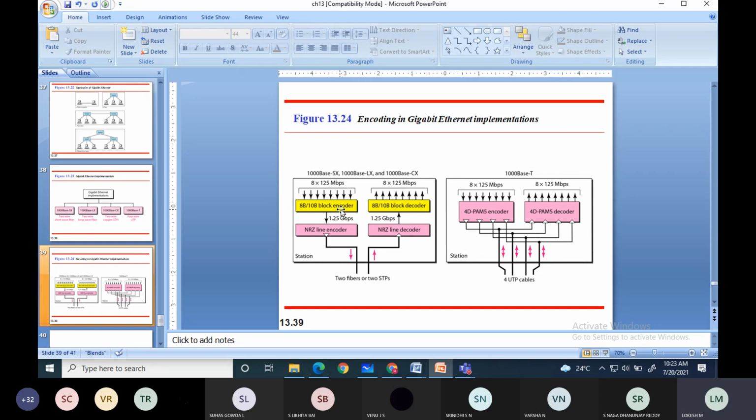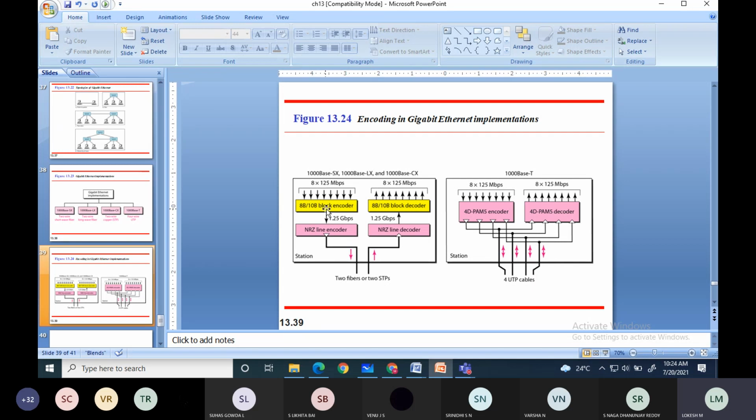And one more line encoding technique is there, the non-return-to-zero line encoding technique. There are two levels of encoding done in these methods, like 1000Base-SX, LX, and CX, in shortest distance and longer distance, and this is copper wires, copper cable.